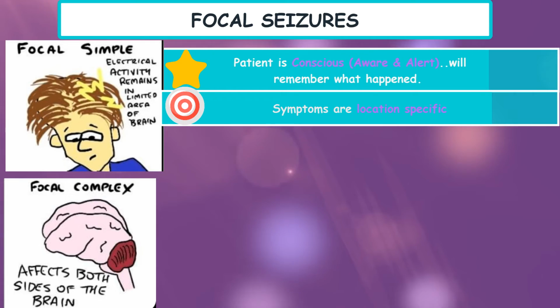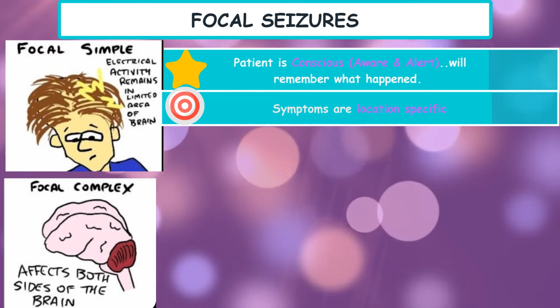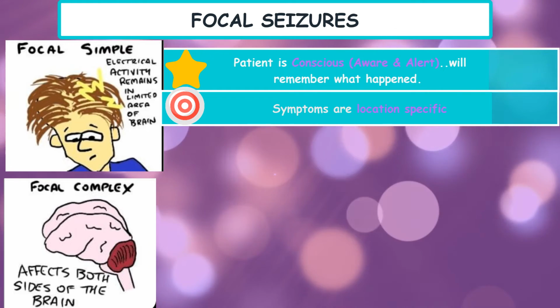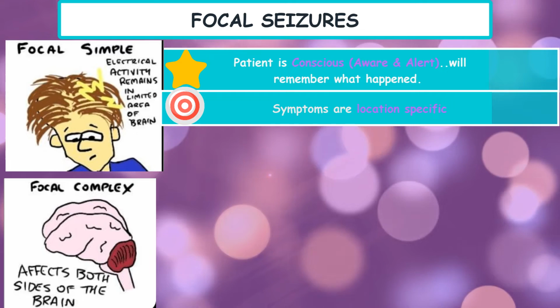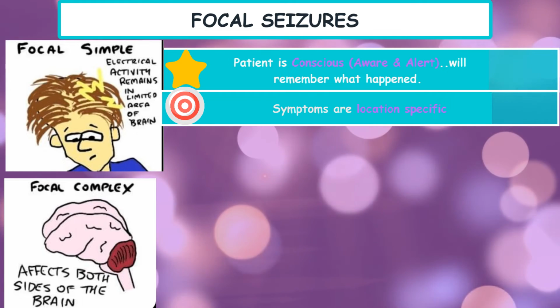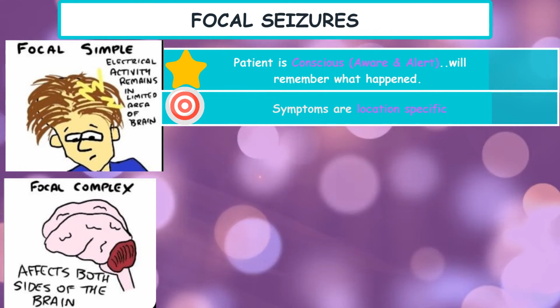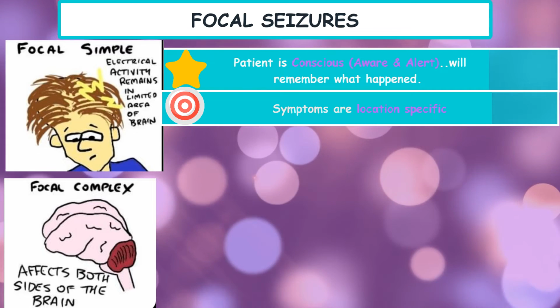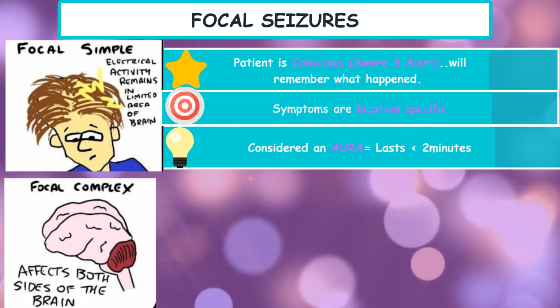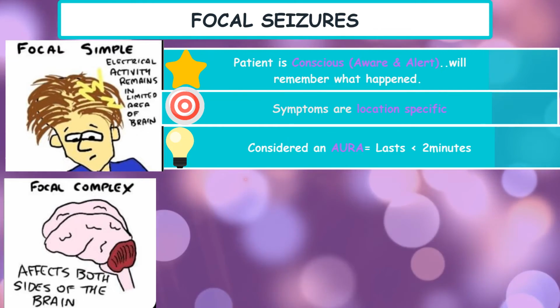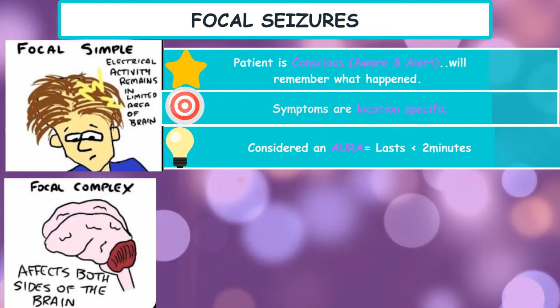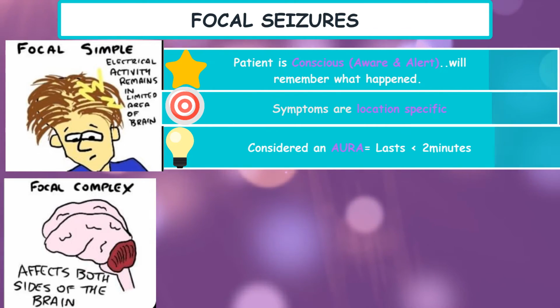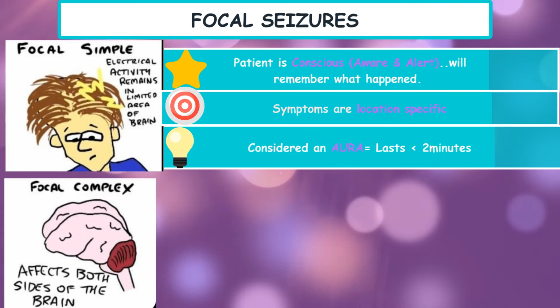For example, if the seizure originates from the frontal lobe, your patient may be unable to communicate with you. Or if the seizure originated in the occipital lobe, your patient may present with vision changes. And these auras last less than 2 minutes. And remember, the patient is conscious. They are aware of what is going on.